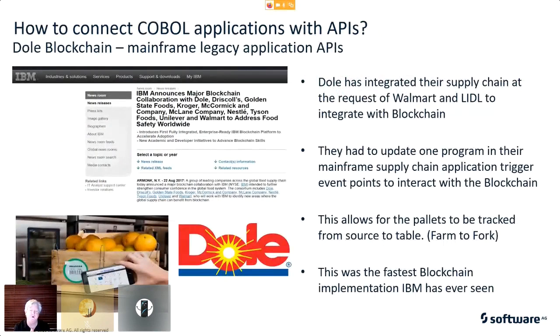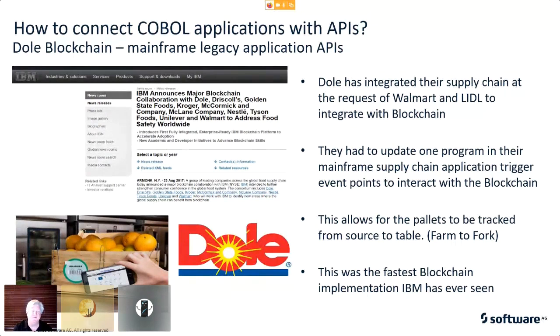And then the second one that I wanted to talk about, again, was a very small change, but it was critical to this entity's enterprise. So Dole Foods, worldwide distributor of foods, has a mainframe application. I will be honest, it's not written in COBOL, it is written in Natural, but the concepts are the same. They were approached by 2 of their customers, 2 little small customers, Walmart and Lidl Foods, which is a European food chain. They said, hey, we need you to integrate with IBM's blockchain.